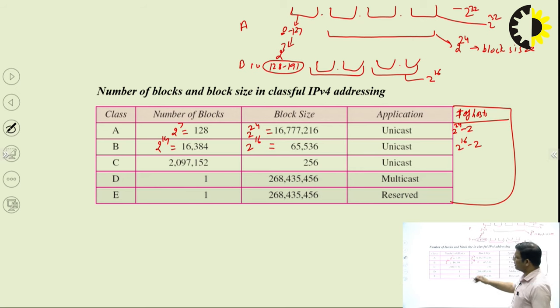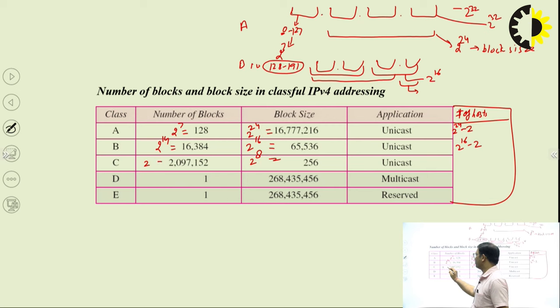In a similar way, if we talk about class C, then the first three blocks are kept reserved for the number of blocks and the last for host addresses. So block size will become 2 to the power 8, and the first 3 bits, 110, are kept reserved for identification of class C. Therefore 24 minus 3 is 21. So this is 21 for class C. Class C holds 2 to the power 21 number of blocks and 2 to the power 8 block size and 2 to the power 8 minus 2 number of hosts.